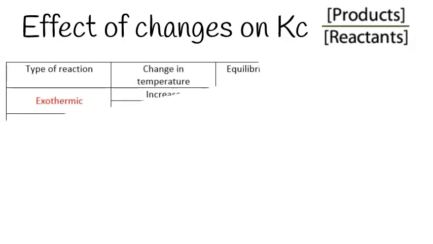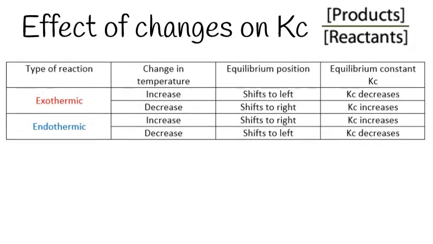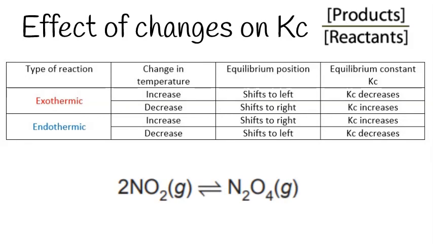Let's take a closer look at temperature. Remember that the Kc is a value of products divided by reactants at equilibrium. This table summarizes all the possible changes that we could make to temperature and what would happen to the Kc. But let's take a look at this particular reaction here. The forward reaction is exothermic, so that means we can put plus heat as a product on the right-hand side.